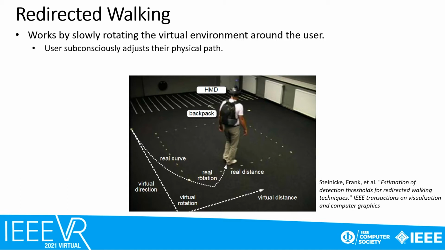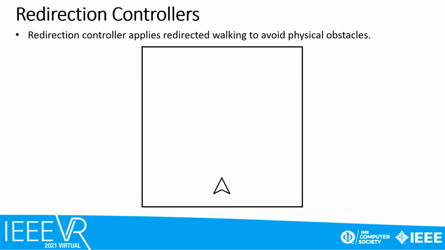Redirected walking helps to alleviate this problem. It works by slowly rotating the virtual environment around the user while they walk, which causes them to adjust their physical trajectory to compensate for the rotations. The end result is that we can steer the user on paths that differ from the virtual path. The speed of the virtual rotations is controlled by parameters called gains. Redirection controllers are algorithms that determine how and when to apply redirection gains to steer the user.